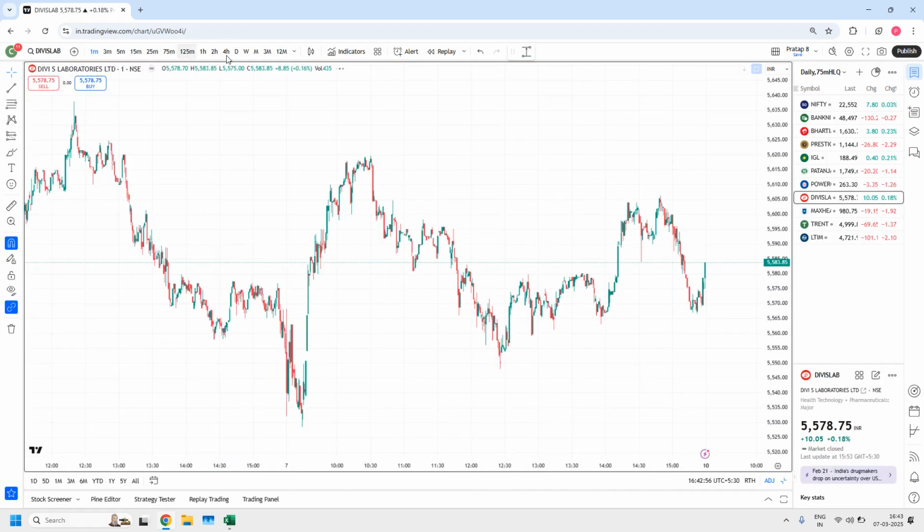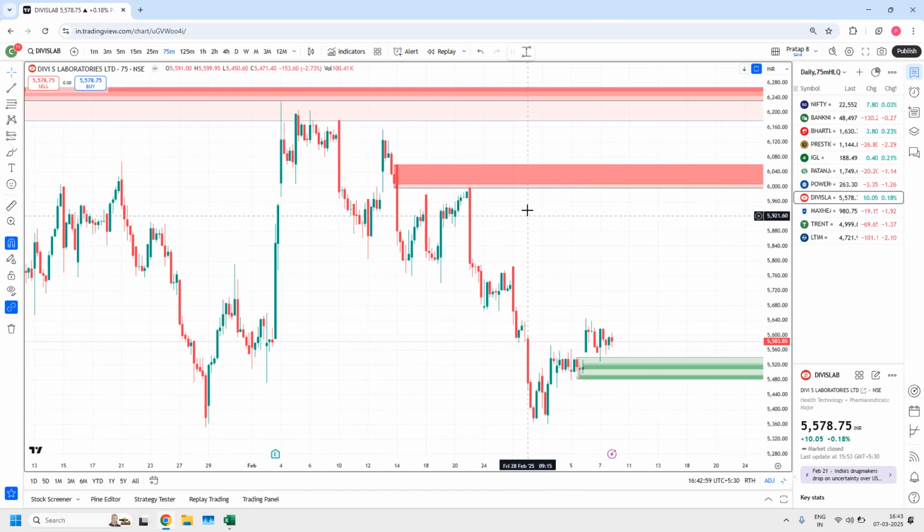Next one is Divi's Lab. This is a 75 minutes, high liquidity demand zone.